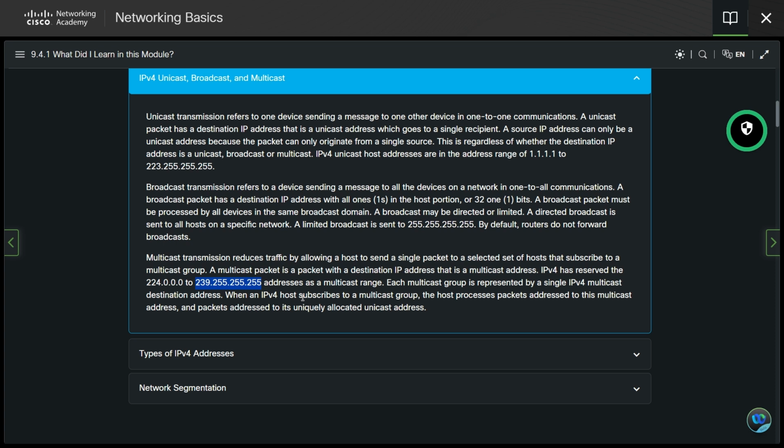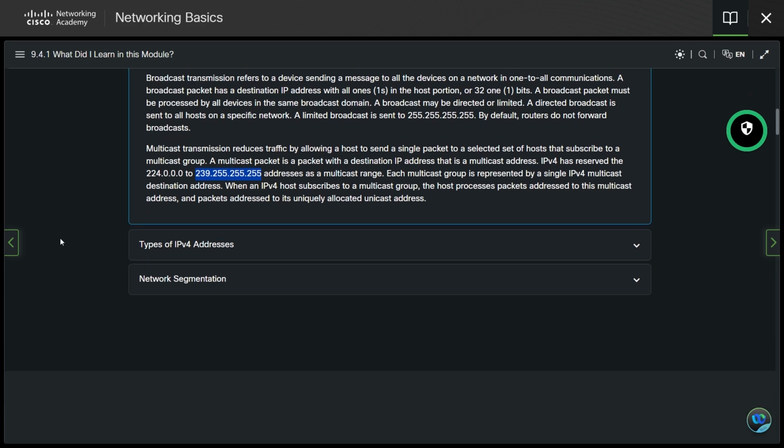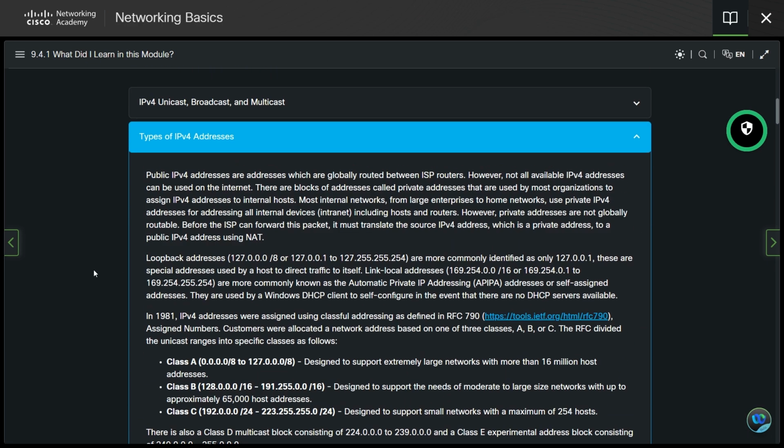When an IPv4 host subscribes to a multicast group, the host processes packets addressed to this multicast address and packets addressed to its uniquely allocated unicast address. The next tab is types of IPv4 addresses.